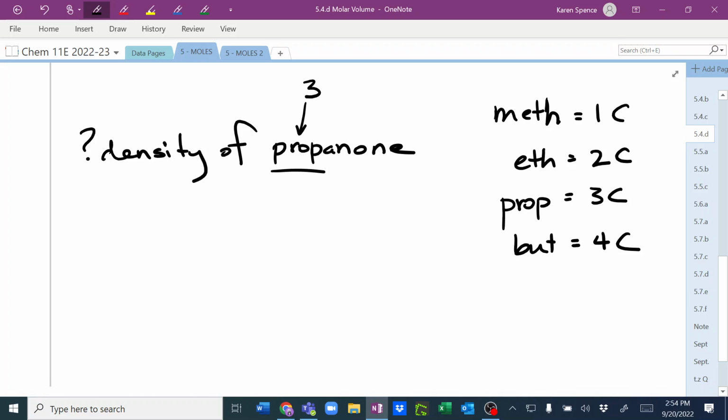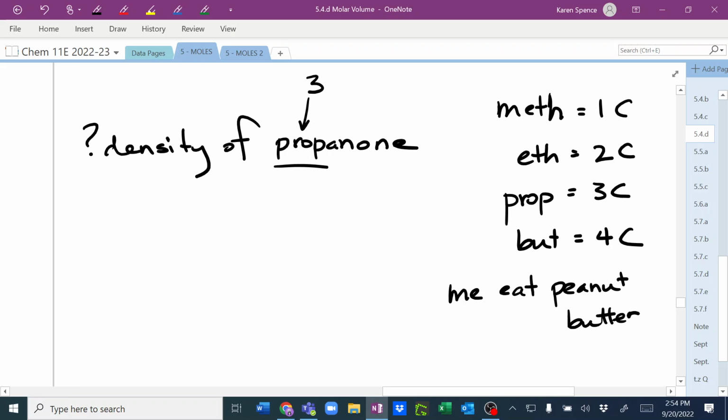Those first four, I had a student one year come up with this mnemonic device, me eat peanut butter, okay? But if you're allergic to peanuts, you might eat pita bread instead. Okay? Otherwise, you go into anaphylactic shock.